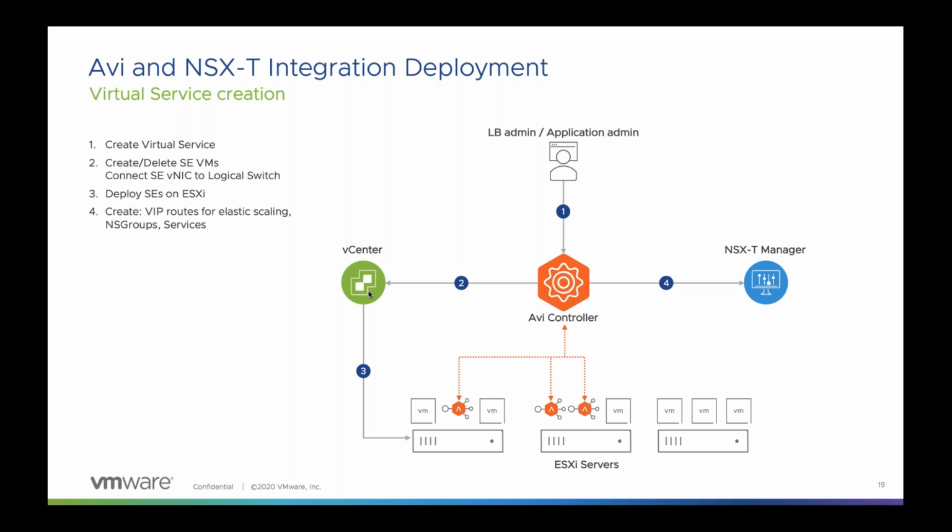But since this might be the first time a virtual service is created, there is no service engine present in the beginning. So it will run an API to vCenter to get the service engine deployed. vCenter will automatically deploy the service engine from the image in the content library. The controller will then run an API to NSX Manager to manage all the VIP routing and create NS groups and services to allow the network admin to manage the security for this application.